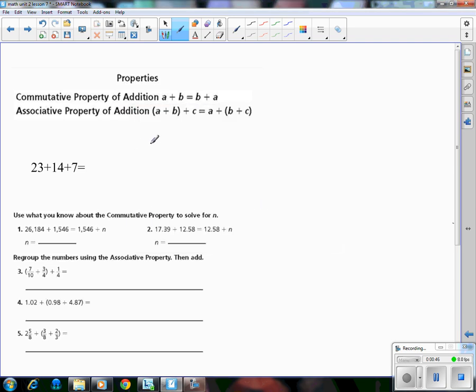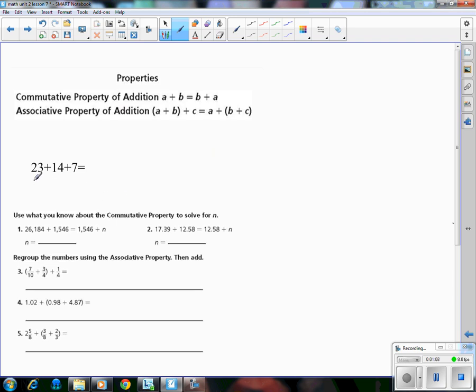So first off, let's look at the commutative property. Here we have an example, a plus b equals b plus a. So some number a plus some number b equals some number b plus some number a. That means that the order does not affect the sum when adding numbers.